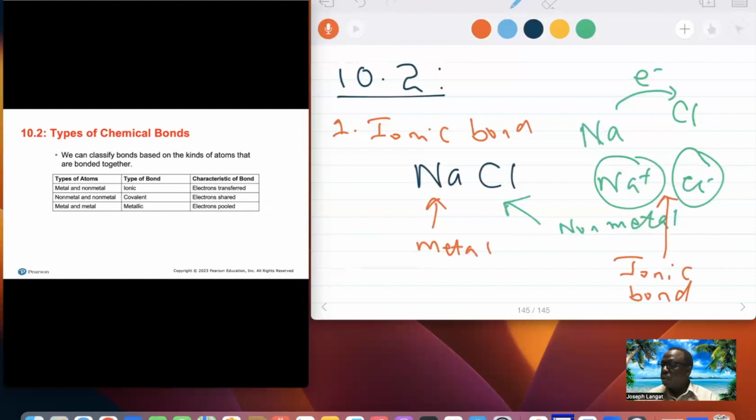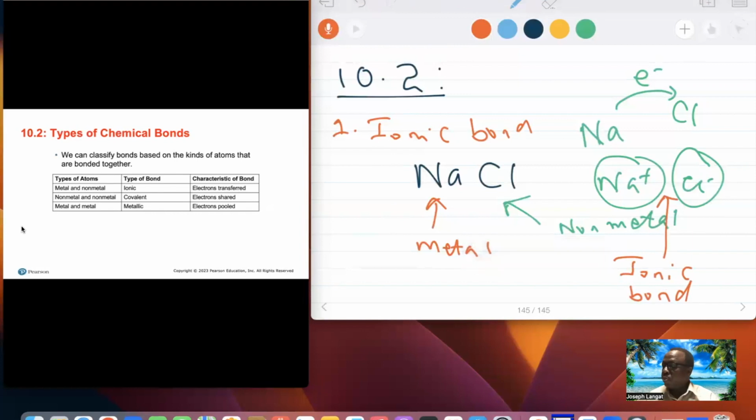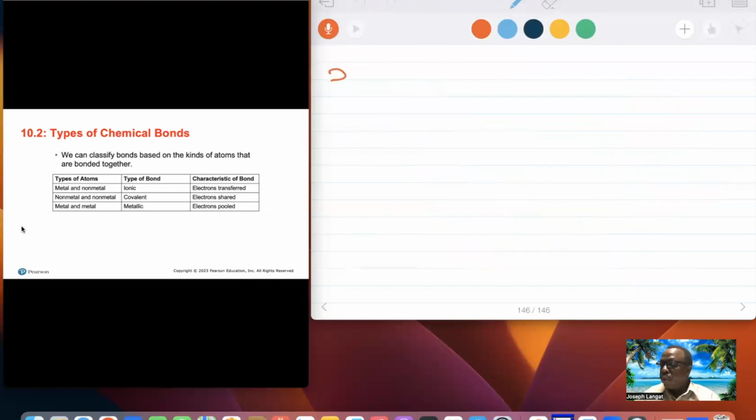Positive repels positive, negative repels negative, but positive and negative attract to form the ionic bond. Now, a covalent bond is formed between 2 non-metals sharing their valence electrons so that they end up with an octet. So there is the sharing.